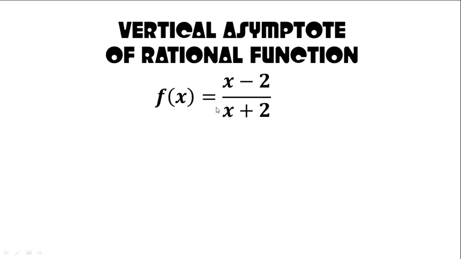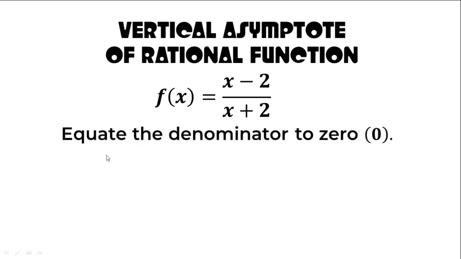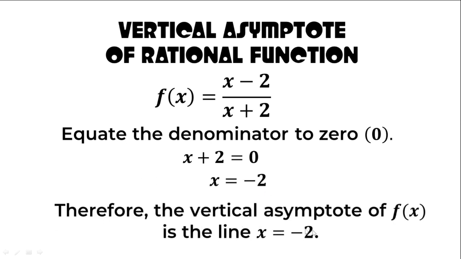Meron tayong example, f of x is equal to x minus 2 all over x plus 2. So equate the denominator to 0. X plus 2 is equal to 0. And x is equal to negative 2. Therefore, the vertical asymptote of f of x is the line x is equal to negative 2. So itong equation na x is equal to negative 2, line ito. This is a vertical line.